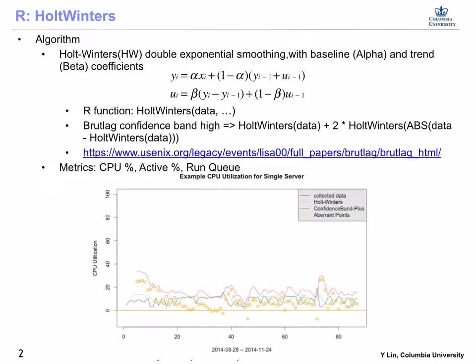So in this case, there were 5 data points below the line out of 90 data points. So it gives us a 5% aberrant behavior for this particular server. And we'll use that in the feature vectors, again with the CPU, active memory and run queue.